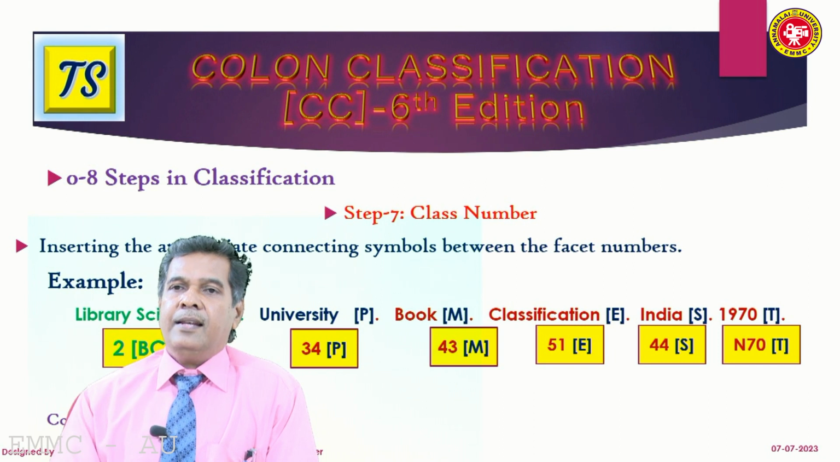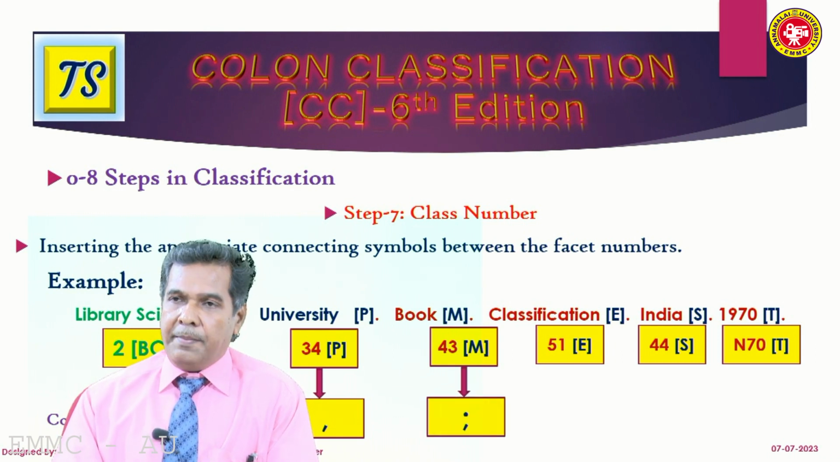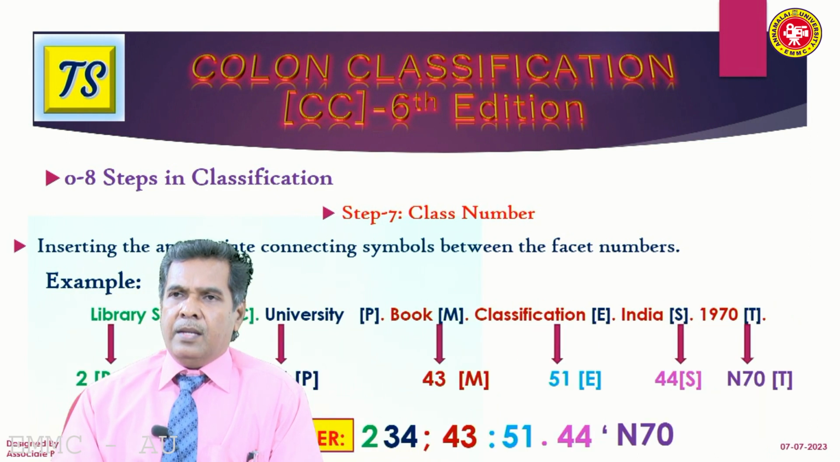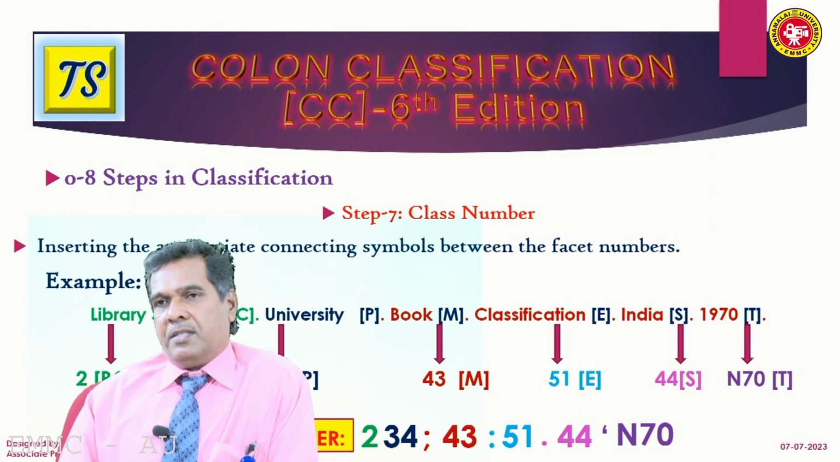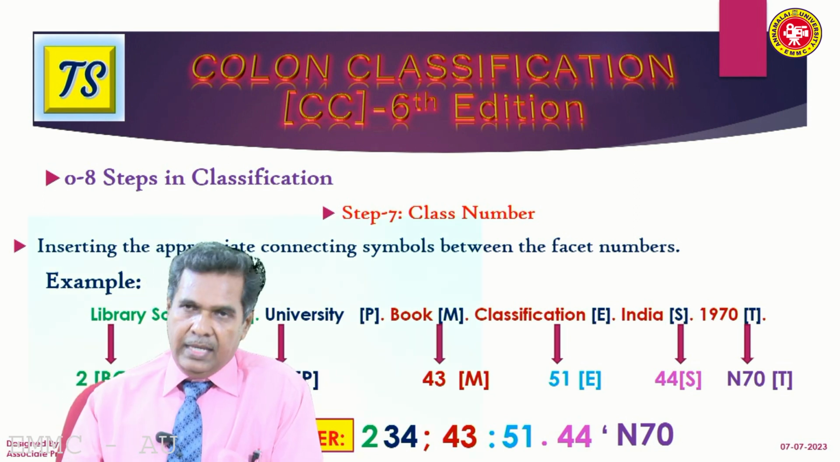And step 7, the final class number, and the connecting symbols need to be used. See, the personality facets should be connected using a comma. You know very well, this is a common rule. And the matter facet uses semicolon, energy facet uses colon, space uses dot, and time facet uses a single inverted comma. So, as I said, if the personality facet follows the basic class, immediately the connecting symbol can be ignored. See, the connecting symbol is omitted. The rest of the items, the matter, is connected using semicolon. 5.1 energy facet is connected using colon. Space 4.4 is connected using dot, and N70 is connected with the inverted comma.